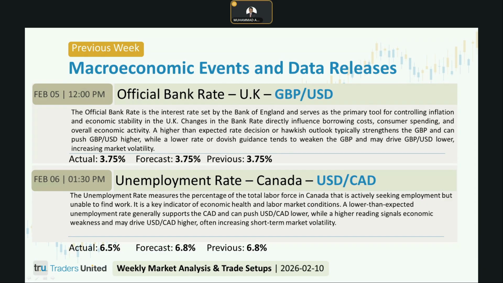The final key takeaway is that Canada's unemployment rate fell to 6.5%, beating expectations. USD CAD moved lower as CAD strengthened on improved labor data. Forex traders should continue monitoring Canadian employment trends and Bank of Canada expectations, as labor market strength remains a key driver of USD CAD direction.